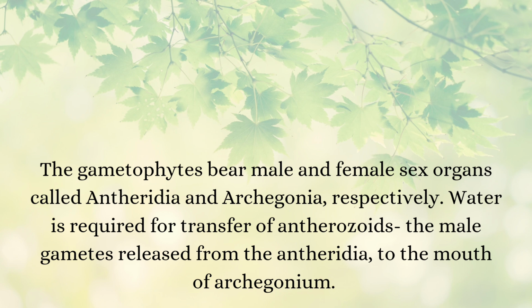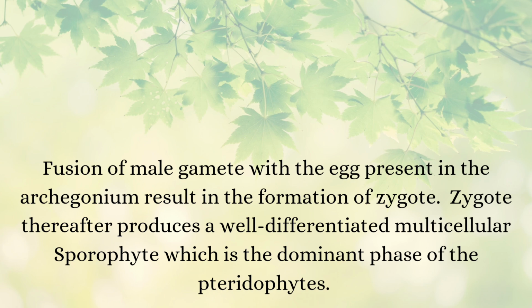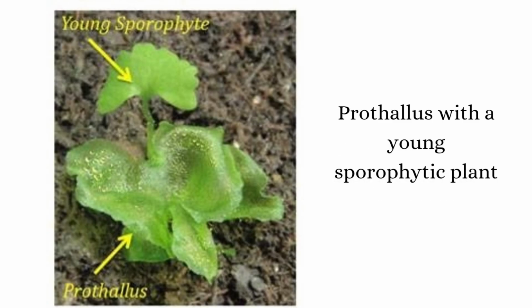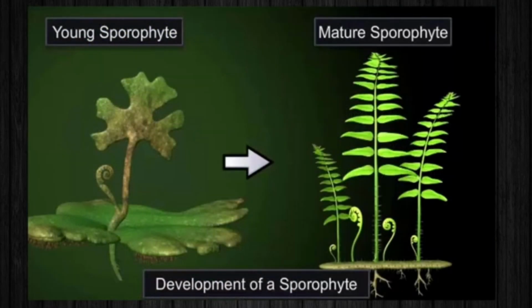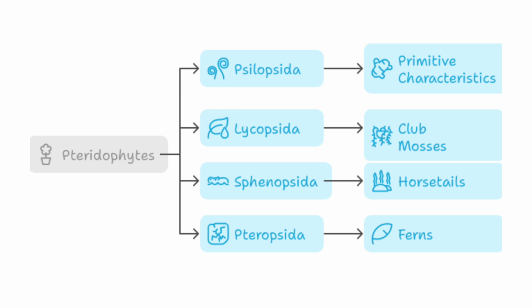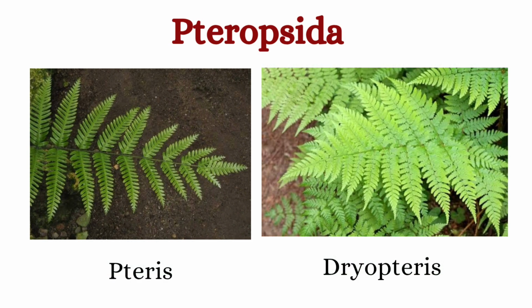The gametophyte is a small, independent, green structure called the prothallus. The prothallus contains male and female reproductive organs. The male is antheridia and the female is archegonia. Fertilization occurs, forming a diploid zygote inside the archegonium. After fertilization, the zygote develops into the sporophyte, which is the dominant phase in the life cycle of pteridophytes. As the mature sporophyte develops, it produces sporangia, which release spores to begin the next generation.